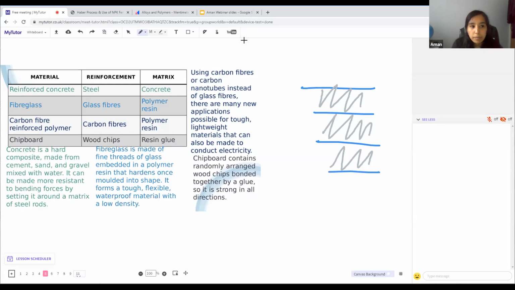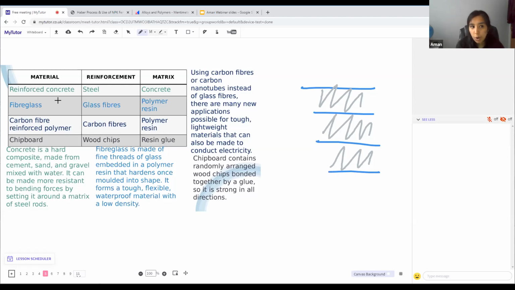Okay, so the next one is fiberglass. So fiberglass essentially is glass, but we've got polymers in between. So you may remember from when we looked at polymers that polymers tend to have quite a low density, which means that they're quite light, they're quite compact. So when we add polymers into the glass, it stops them breaking. It makes them more flexible, so the glass becomes a lot more flexible.